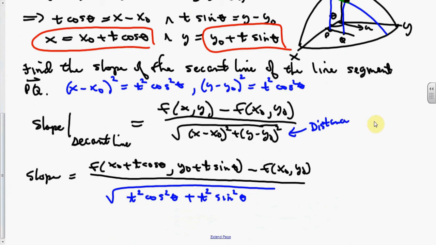The distance from P to Q in the XY plane. It's good old-fashioned distance formula. So downstairs, when I factor out the t squared, I get cosine squared plus sine squared, so that gives me 1. That's the square root of t squared. So downstairs, I get the absolute value of t.